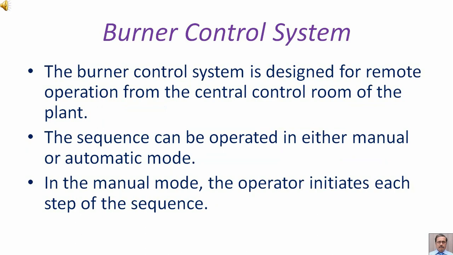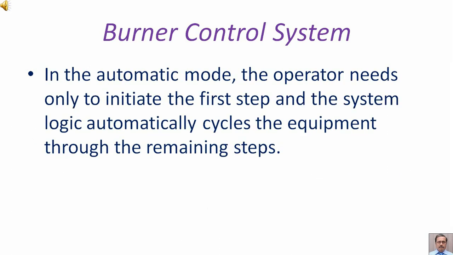The burner control system is designed for remote operation from the central control room of the plant. The sequence can be operated in either manual or automatic mode. In the manual mode, the operator initiates each step of the sequence. In the automatic mode, the operator needs only to initiate the first step and the system logic automatically cycles the equipment through the remaining steps.